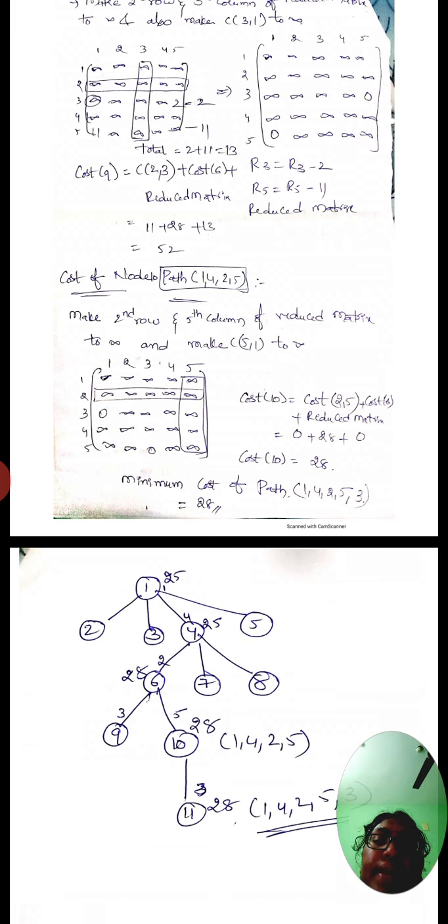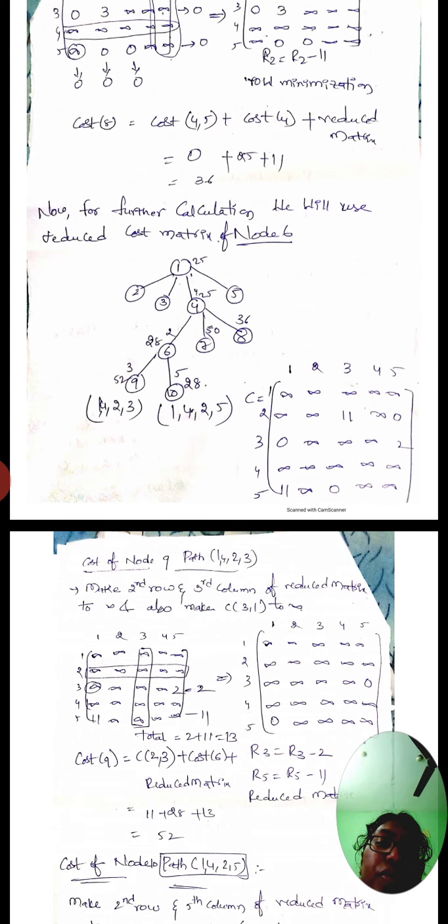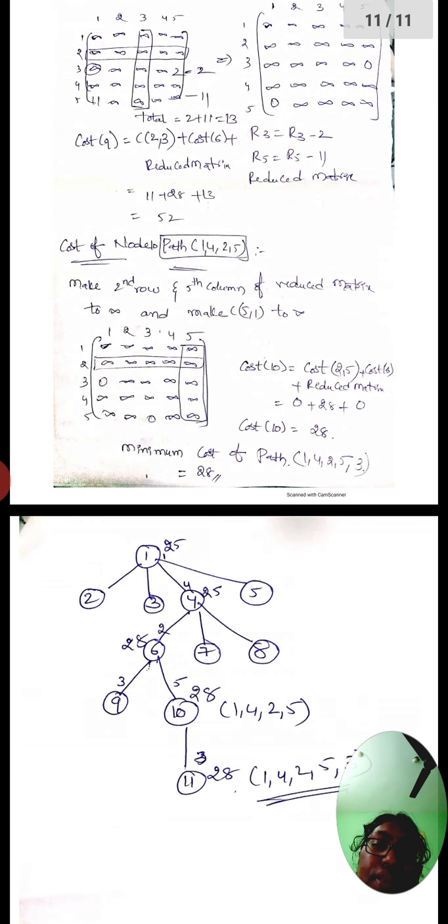Now we have to calculate the cost of node 10, that is equal to cost of 2, 5 plus cost of 6 plus reduced cost matrix. Cost of 2, 5: how much do we have? Look at 2, 5, how much? 0, plus cost of 6, which is 28, plus cost of reduced matrix, which is 0. The cost of node 10 is equal to 28. We get the minimum cost of path 1, 4, 2, 5, 3. That is the value. How much do we get? Cost of node 10, 28.